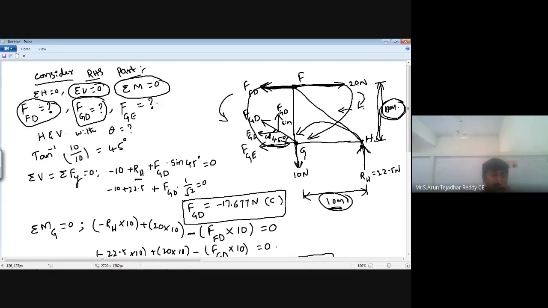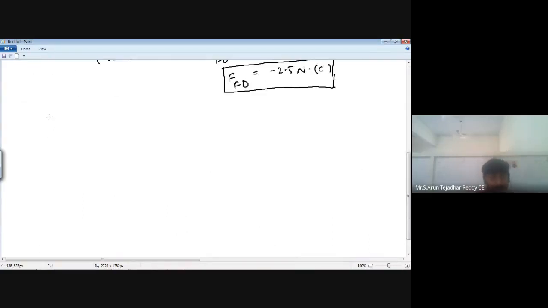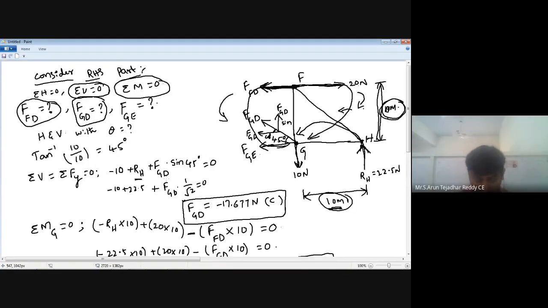And finally, only one unknown is there, that is FGE. And here only one equilibrium equation is left, that is horizontal force. So next apply the equilibrium equation: summation of horizontal force is equal to 0. And check here: is any force acting horizontally?